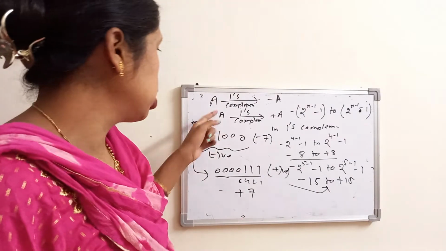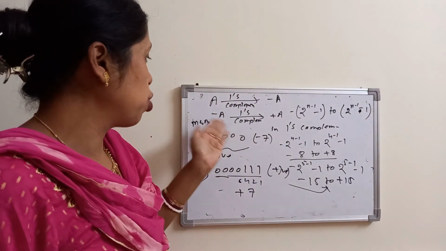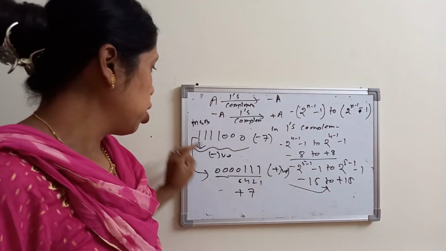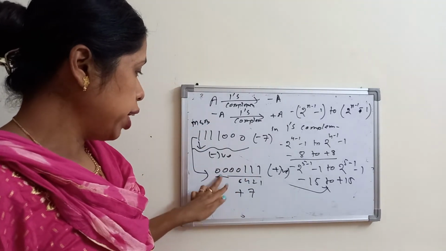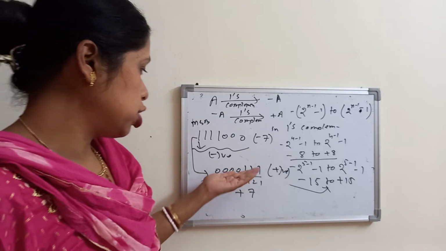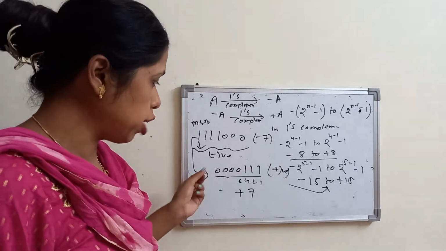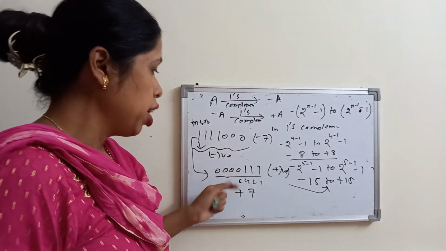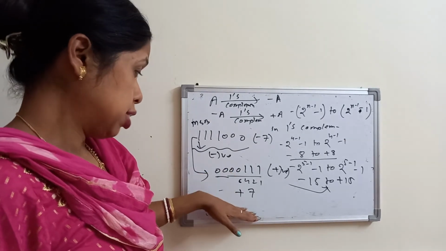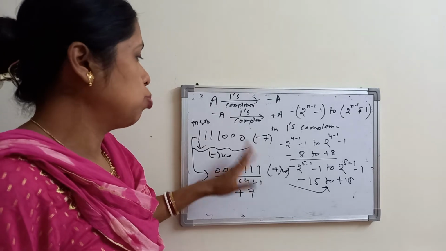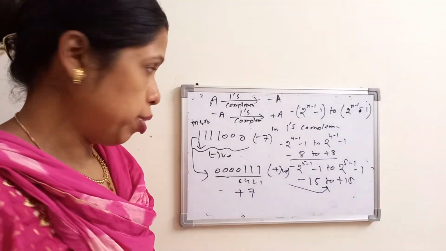So I have to follow this process: the first complement of the negative number is the positive number. Here the MSB is also 0, that means it is a positive number only. So I have to calculate the magnitude from this positive binary number. This is plus 7. If this is plus 7, that means it is minus 7, right?